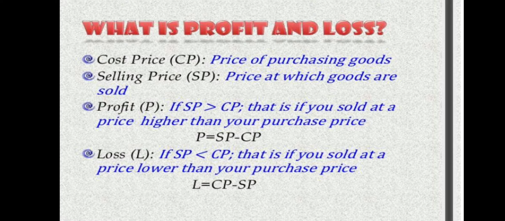And same for the loss. When we sell something lower than the cost price, that means our cost price will be greater than the selling price. So in that case, we'll subtract the selling price from the cost price and then we'll know what our loss is. So this is our profit and loss when we buy or sell something.